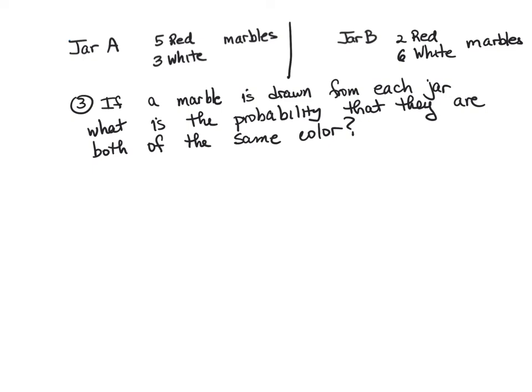All right, so in this problem, we have to think, is this problem with or without replacement? Well, because we are drawing from two different jars, and the numbers are not affected no matter what marble we get in either jar, we would think of it as with replacement, but they are two independent events. So if we want the same color, we're looking at the probability that both are red or both are white. So we have to add these probabilities.